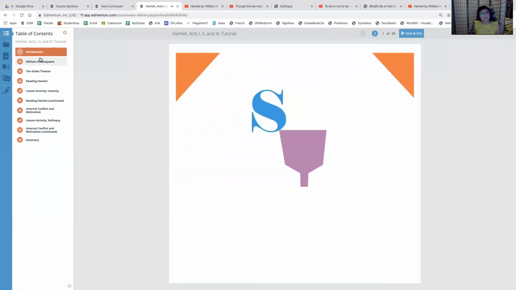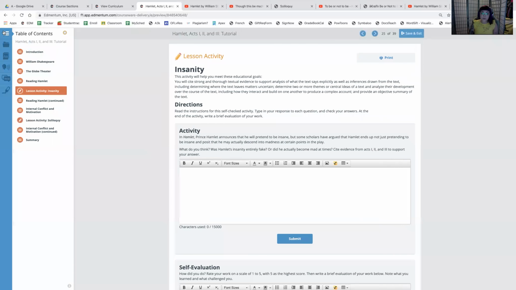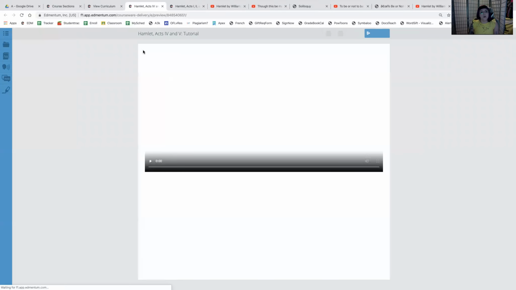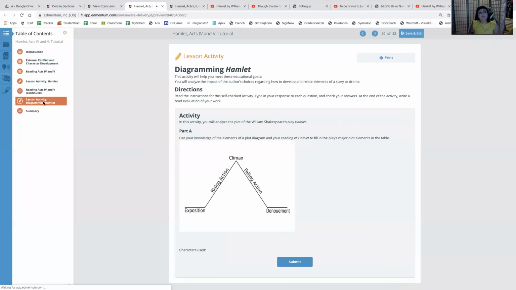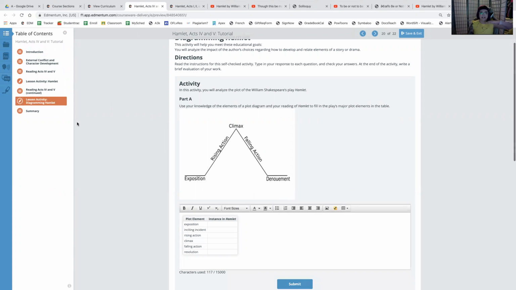So there's one video I am going to show you first because it's just the summary of everything that happened in Hamlet. It's just like a summary of the whole thing. What I will say too is that it actually goes really well with this final lesson activity from the second tutorial, where you're asked to do the plot diagramming. This actually shows you while you're doing that.